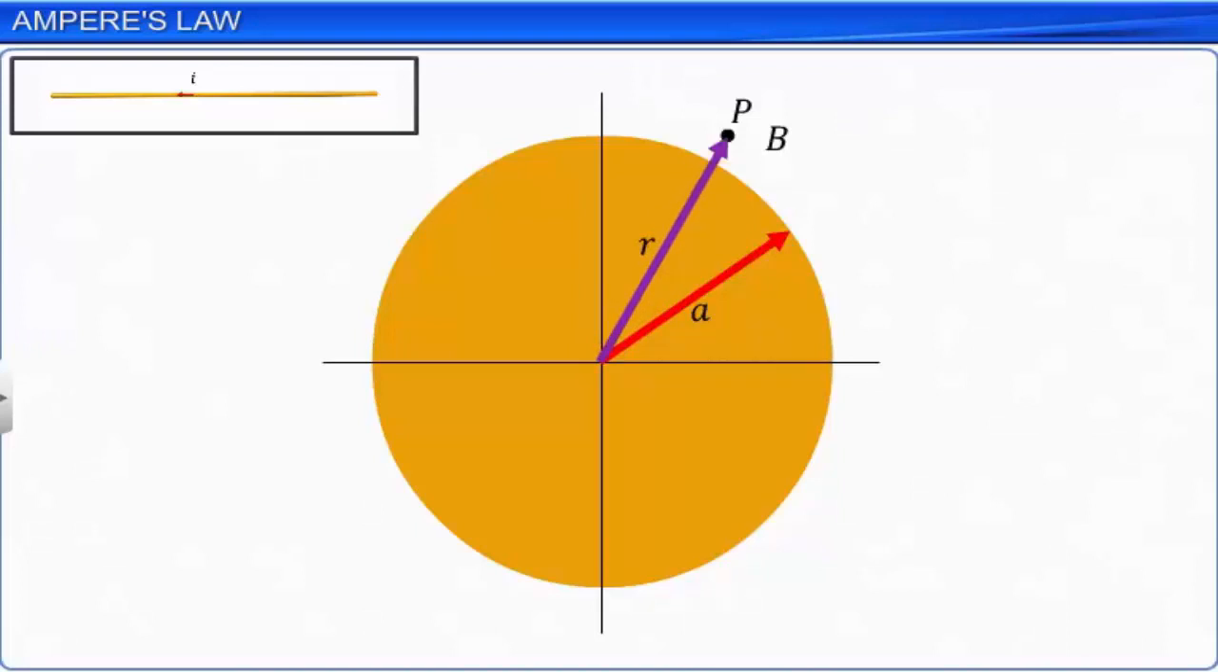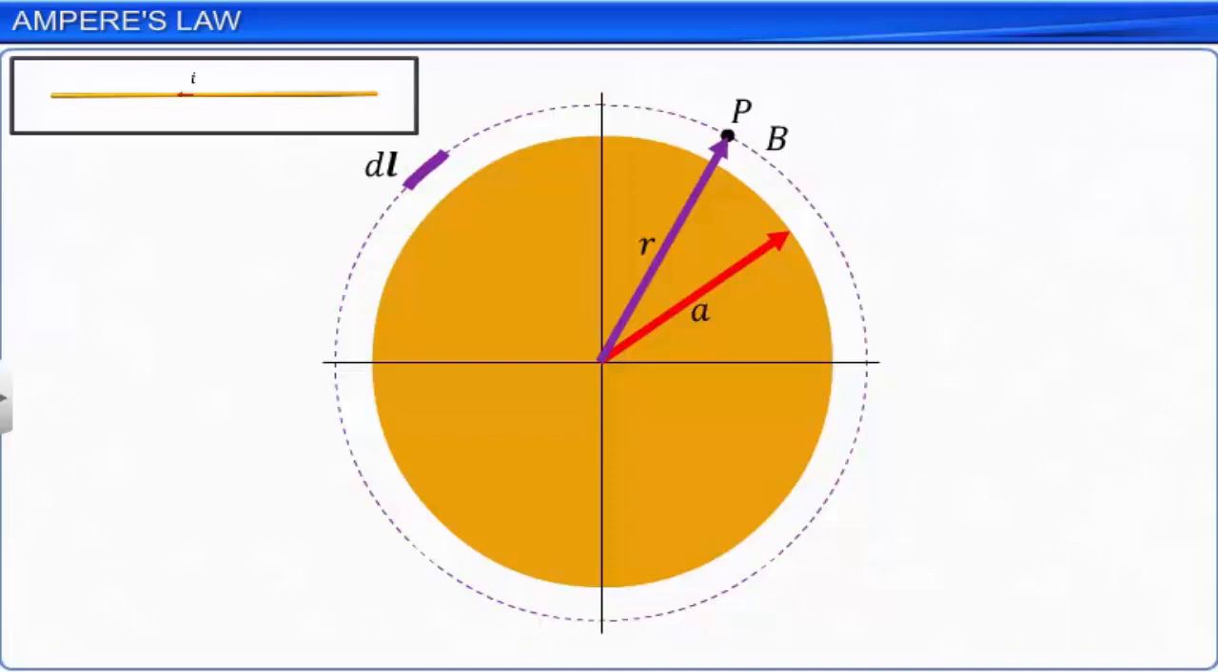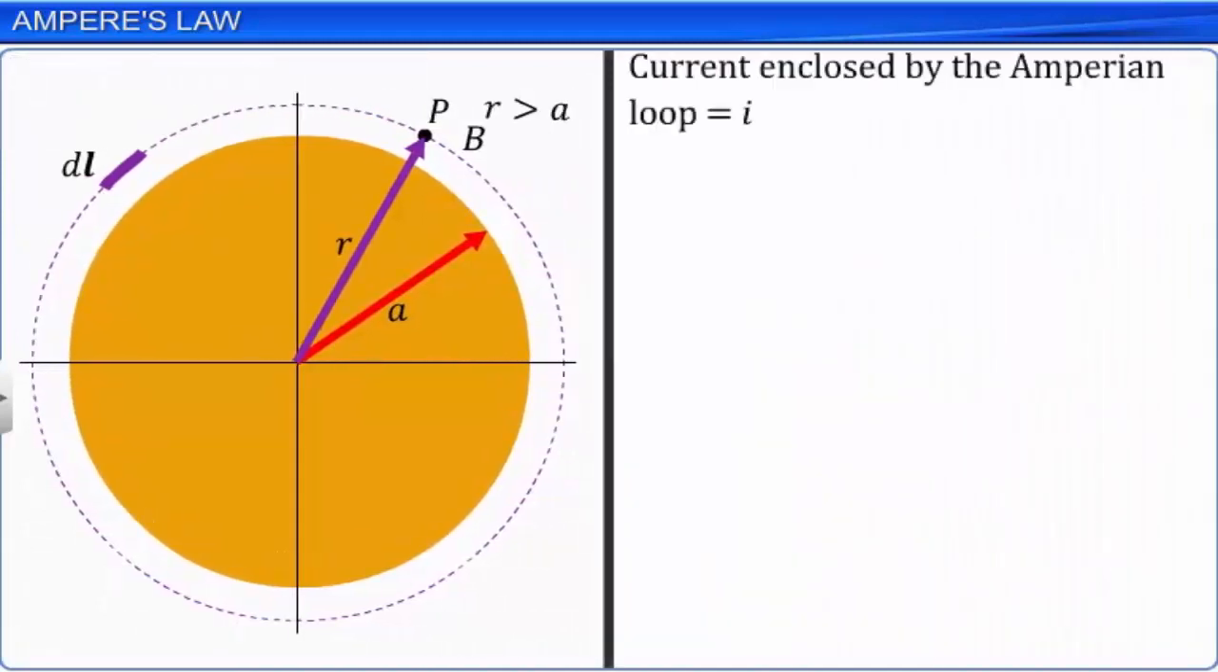Consider an Amperian loop in the shape of a circle, concentric with the cross-section of the wire and having radius R, such that R is greater than A. The current enclosed by the Amperian loop is I, and the total length of the Amperian loop is equal to 2 pi R. That is, integral over the closed curve C dl is equal to 2 pi R. Let this be equation 6.